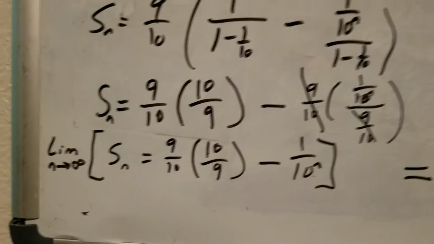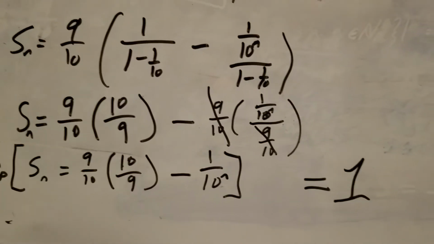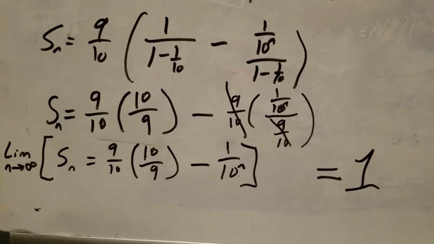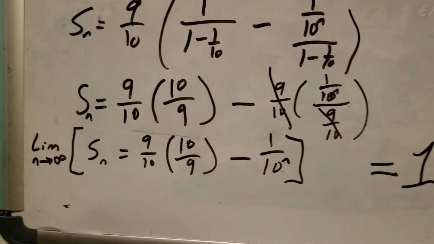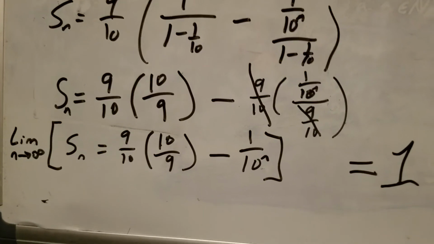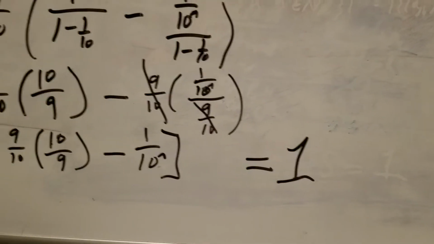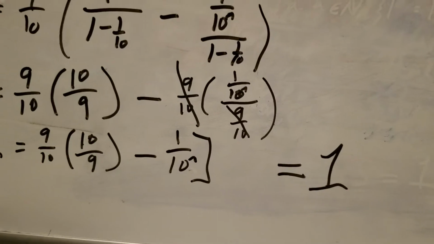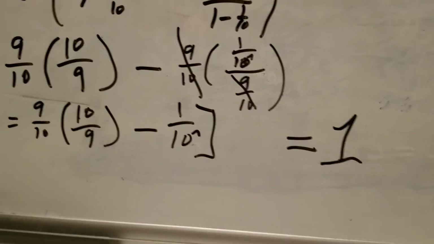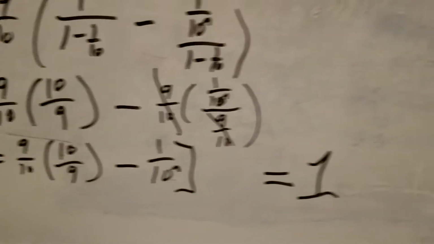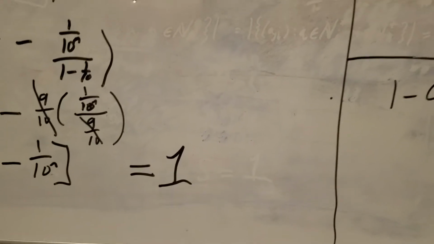Let's take the limit as n approaches infinity. 9 over 10 times 10 over 9 is a constant. n is not in there, and it's not going to do anything as the number grows substantially larger, that number being n in this case. Minus 1 over 10 to the n. That number is going to approach 0, and for an infinitely large n, you're going to get 0. Thus, it equals 1 in the infinite case.